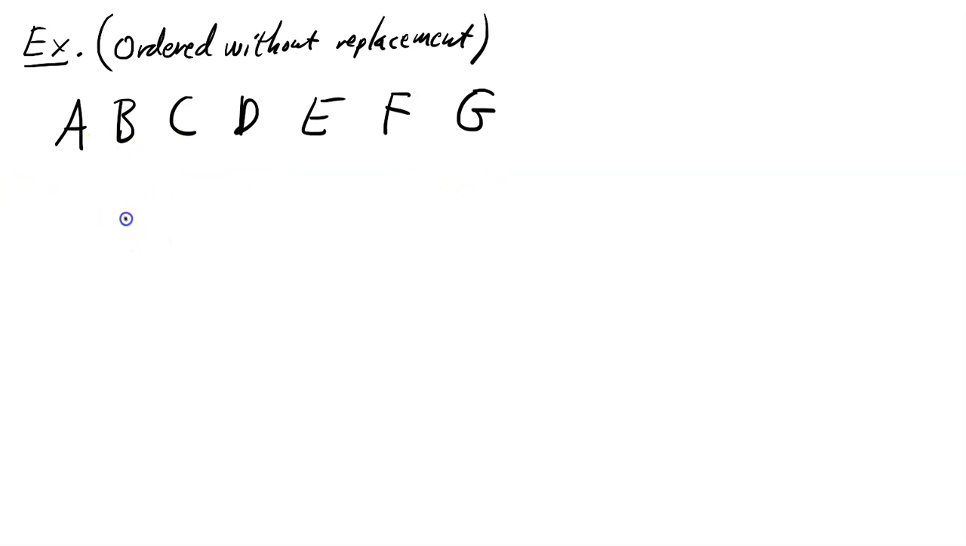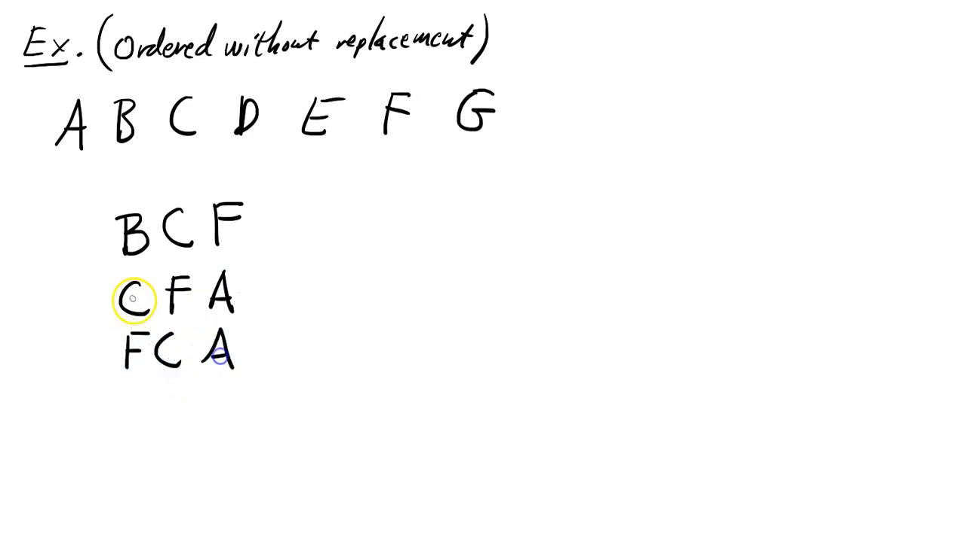For example, and there should be 3 letters in the word. So for example, B, C, F, that's a word. And C, F, A, that's another word. And for example, F, C, A. These 2 words are different because the order here matters. So these are 3 examples of 3-letter words we can write. So how many different words can we write?